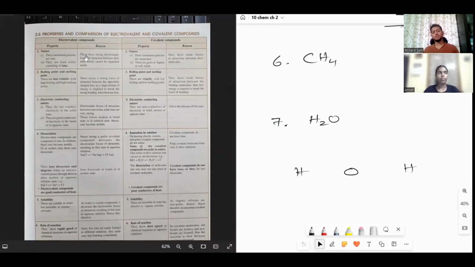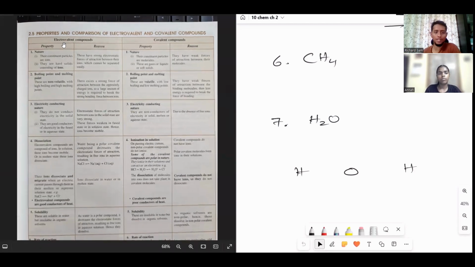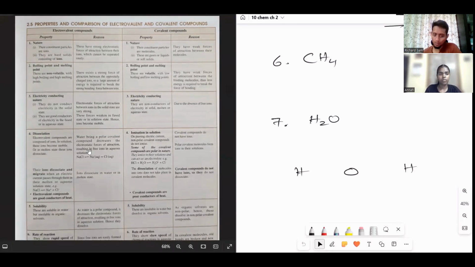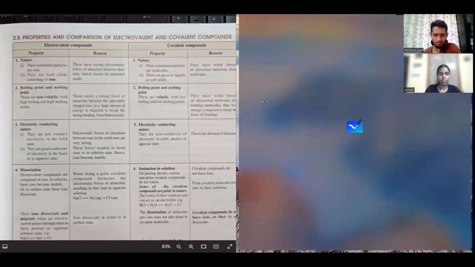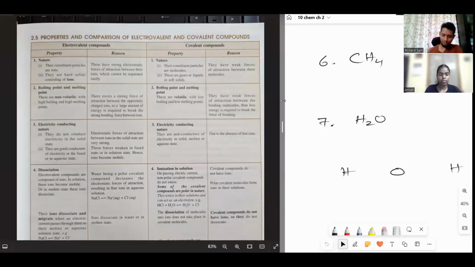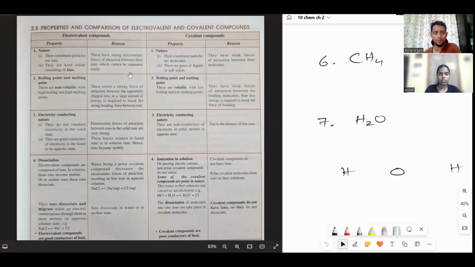Here we can see the differences between electrovalent and covalent bonds. We had seen most of them. We just left a few of them at the end. This is from your textbook. Let's just go through all of them once again.